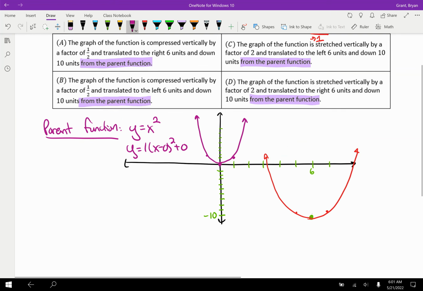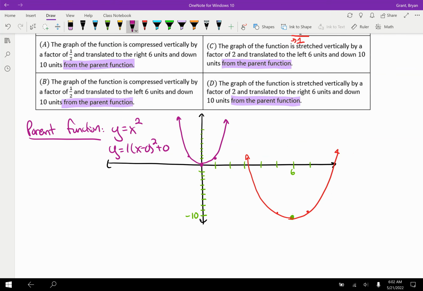They're asking us how our new function, the one I did in red, compares to the purple function. Well, if we want to start the comparison, we should start with the vertex. How would I get from my original vertex to the new one? It looks to me like we had to go right 6 and then down 10. So if we backtrack a little bit here, is my function translated to the right 6 and then down 10?